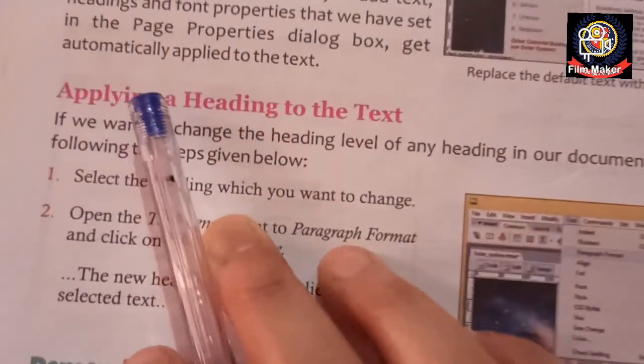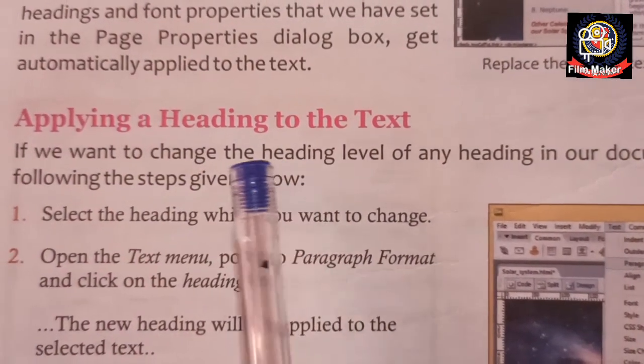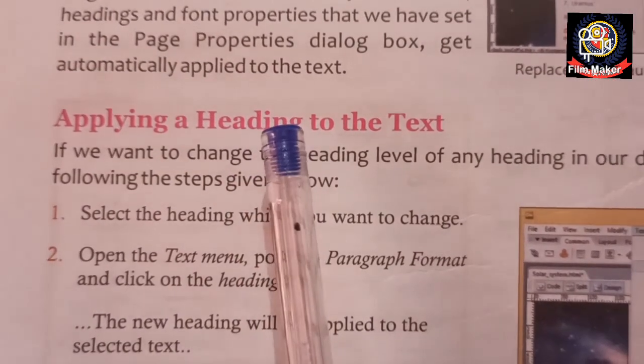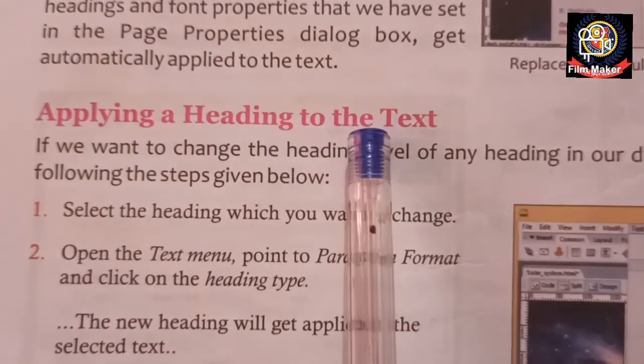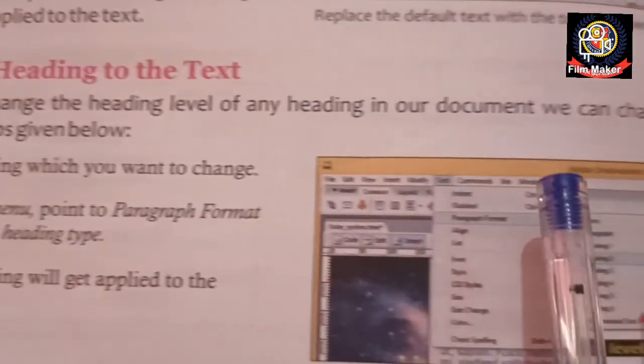Okay, now come to the next one, that is applying a heading to the text. So now how we can apply the headings, as we have discussed earlier that there are 6 types of heading from H1 to H6. So how we can apply the headings to our text, let's talk about that. First of all, select the heading which you want to change.